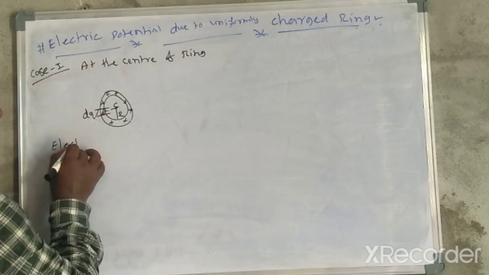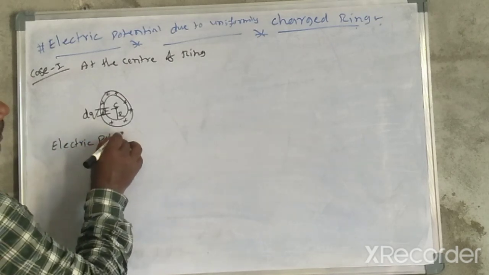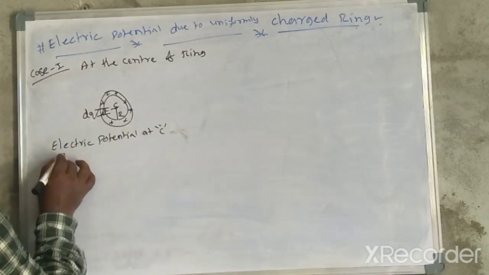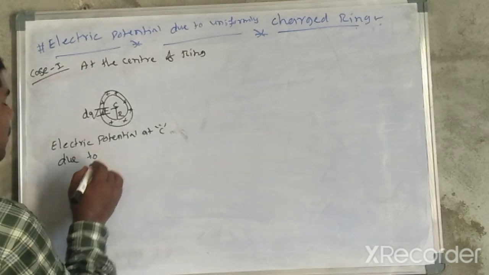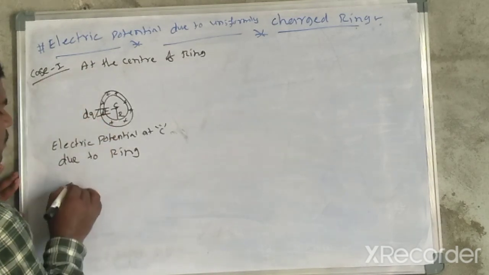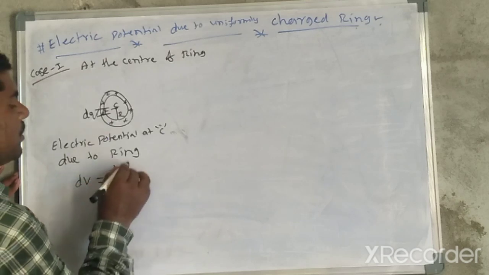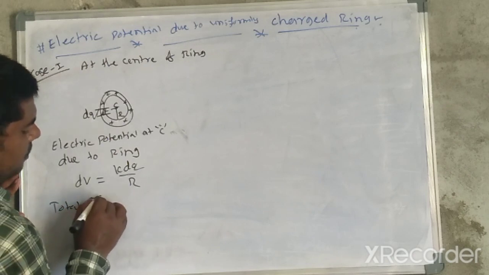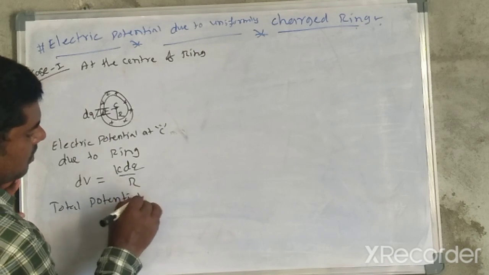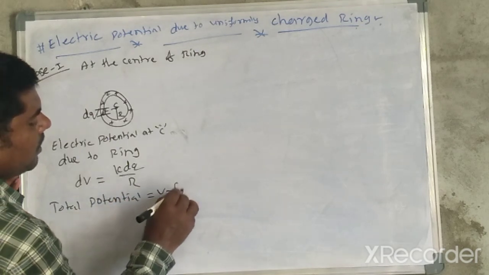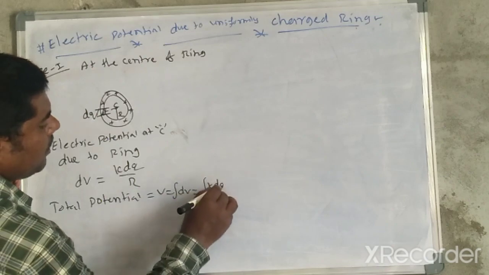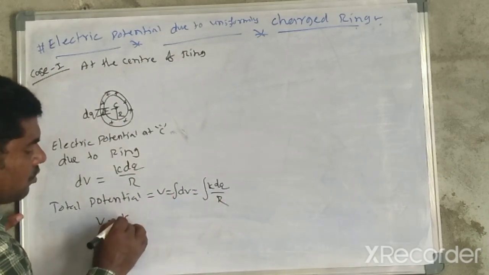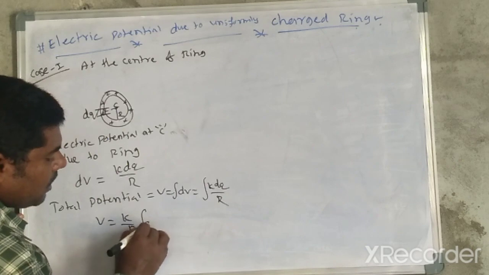Electric potential at C due to the ring: dV is equal to K dq by capital R. So the total potential is V is equal to integral dV is equal to integral K dq by R. K and R are constant, so V is equal to K by R into integral dq.